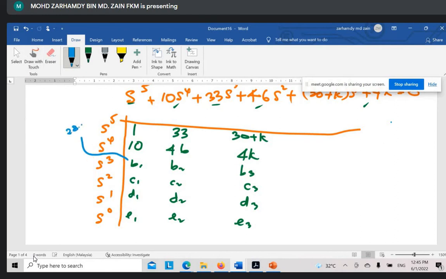28. Okey, so B tu 30 tambah 0.6K. 0.6K tambah. Okey, ni tak ada kan?